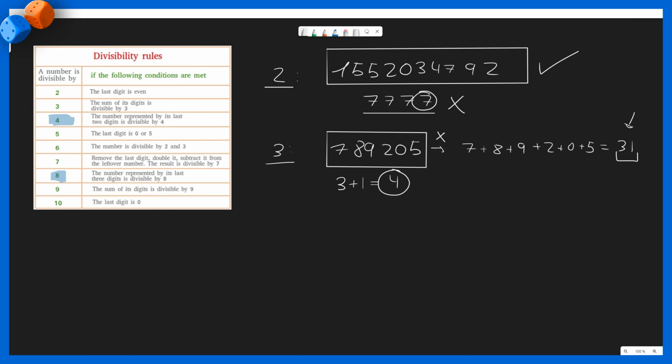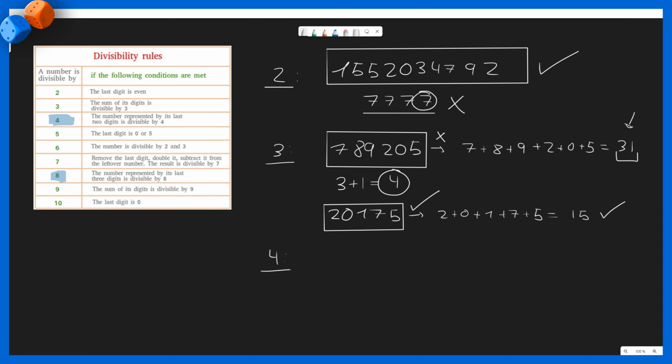Let's look at another example. 20,175. If we add all the digits, we get 2 plus 0 plus 1 plus 7 plus 5, which equals 15. And we know 15 is divisible by 3, because 15 is 3 times 5. Therefore, this number over here is divisible by 3.